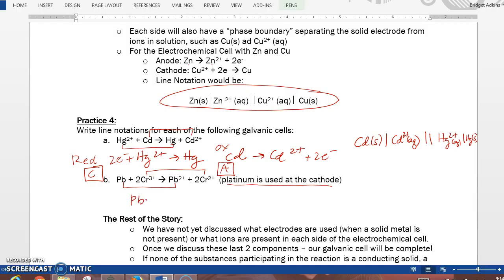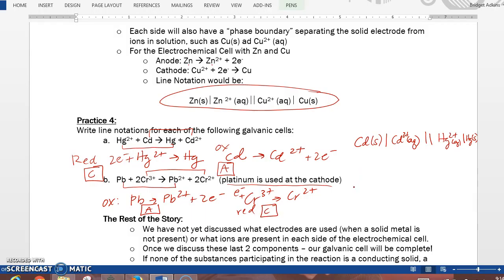All right, so we've got Pb forming Pb2+. We need 2 electrons on the right. That's losing electrons, so it's being oxidized. And then we've got chromium 3+ forming chromium 2+. To balance that, I need an electron on the left-hand side. So this one's gaining electrons, so it's being reduced. So lead is our anode, because that's where oxidation is occurring. And our chromium side is our cathode side. And of course, for the cathode, we're going to use platinum.